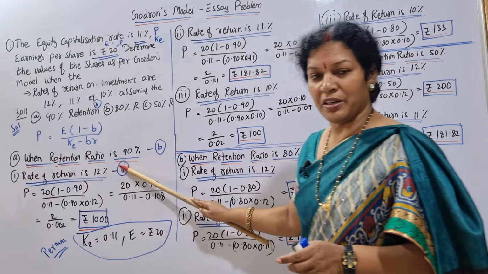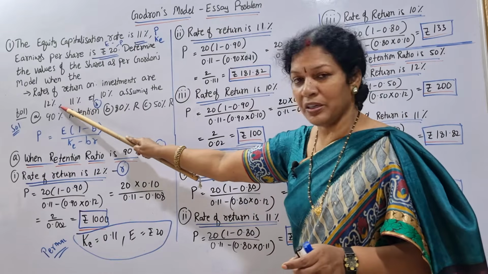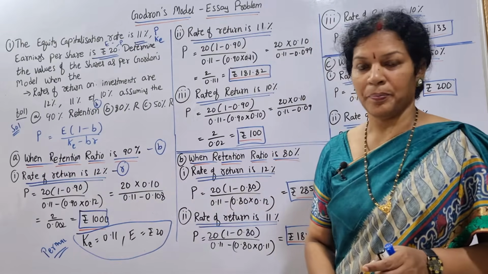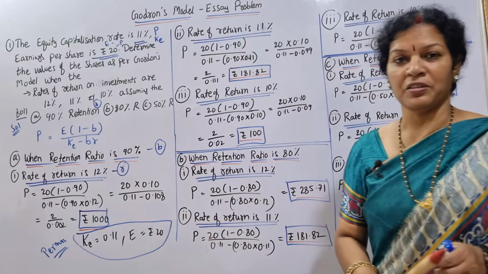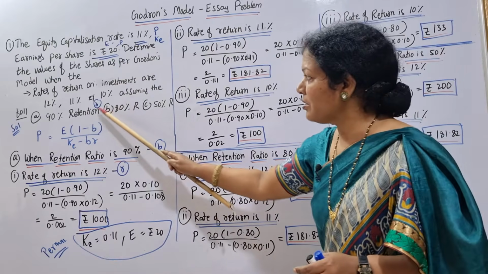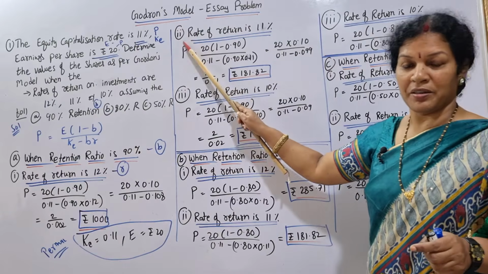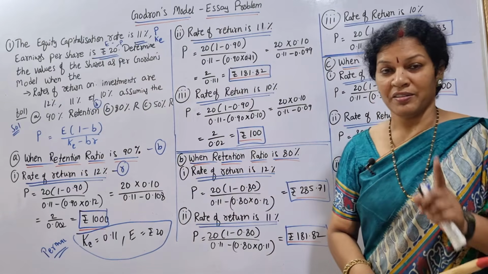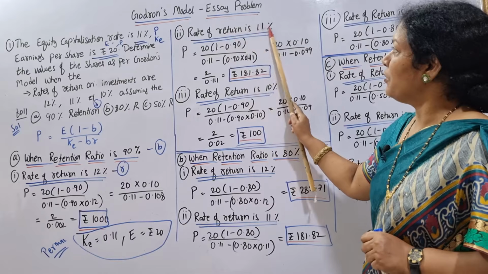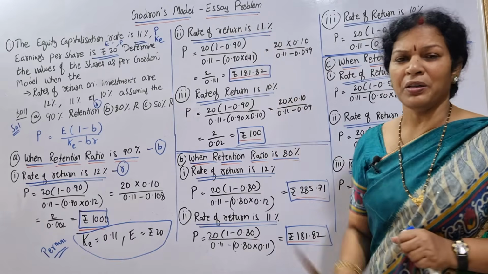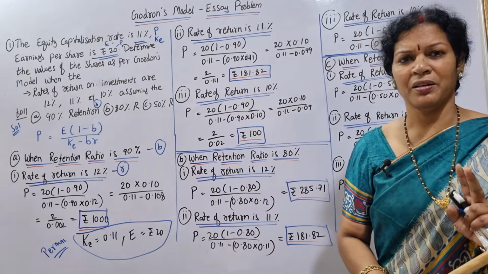Under 90% retention, when the rate of return is 12%, we have done. Same under 90% retention when the rate of return is 11%. This is the second bit under the first one. Now, if you see, we are changing only the rate of return; the rest of everything is normal.